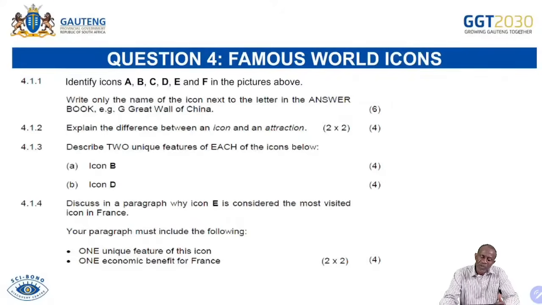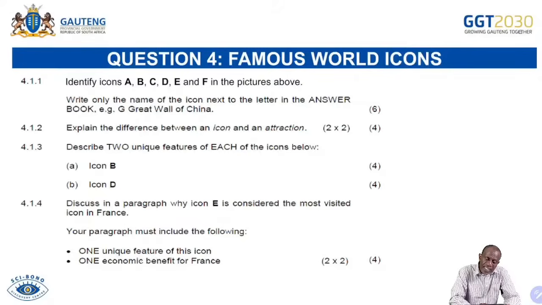Explain the difference between an icon and attraction. This is one piece of information that you should know. Describe the unique features of each of the icons, that is B and D. Discuss in a paragraph why icon E is considered the most visited in Europe. Your paragraph may include the following: 1 unique feature of the icon and 1 economic benefit. So you need to dig out 2 facts, and the first one reflects 2 unique features.